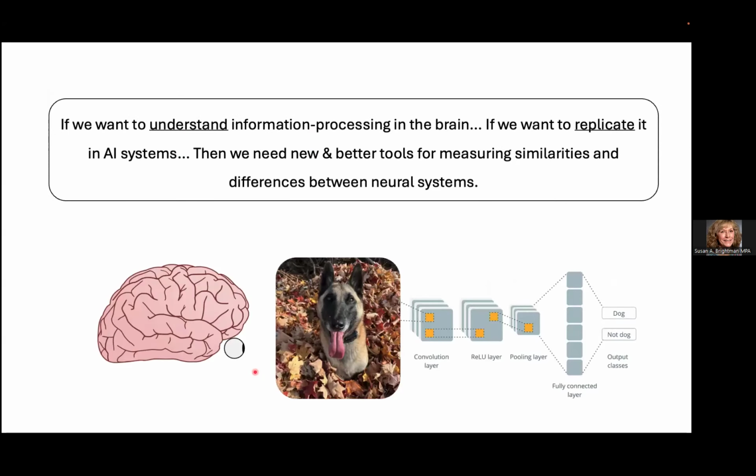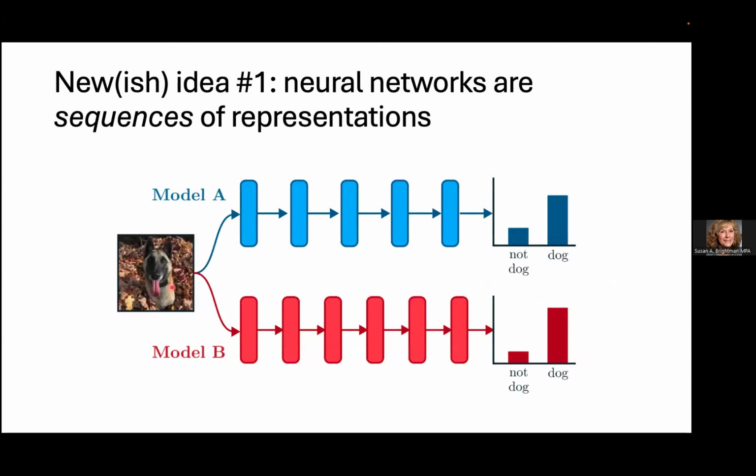So we have a brain looking at an image and we have a neural network looking at an image. If we want to understand what's going on in the brain, or if we want to replicate what's going on in the brain in our AI systems, then I would argue that we need new and better tools for measuring similarities and differences between these systems.